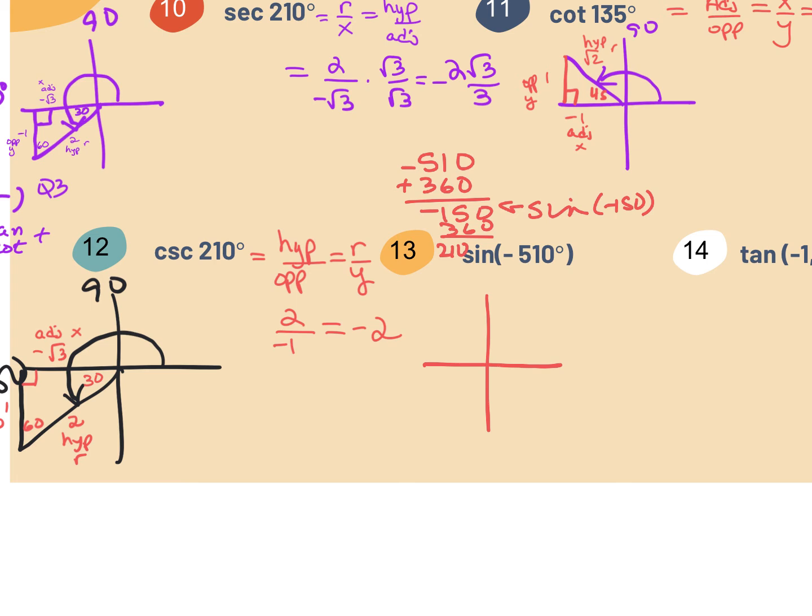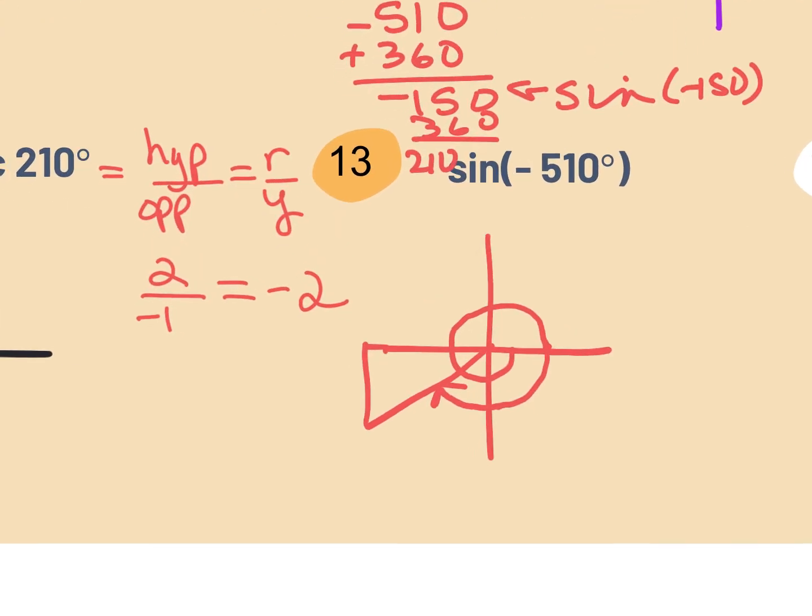So what we can do is we're going to swirl around here. So it's negative, so we're going clockwise. So 360. And then what I can do is go another 150. So another 90, and then I'll go 60 degrees, and I end up right here. So my reference angle is 30 degrees.